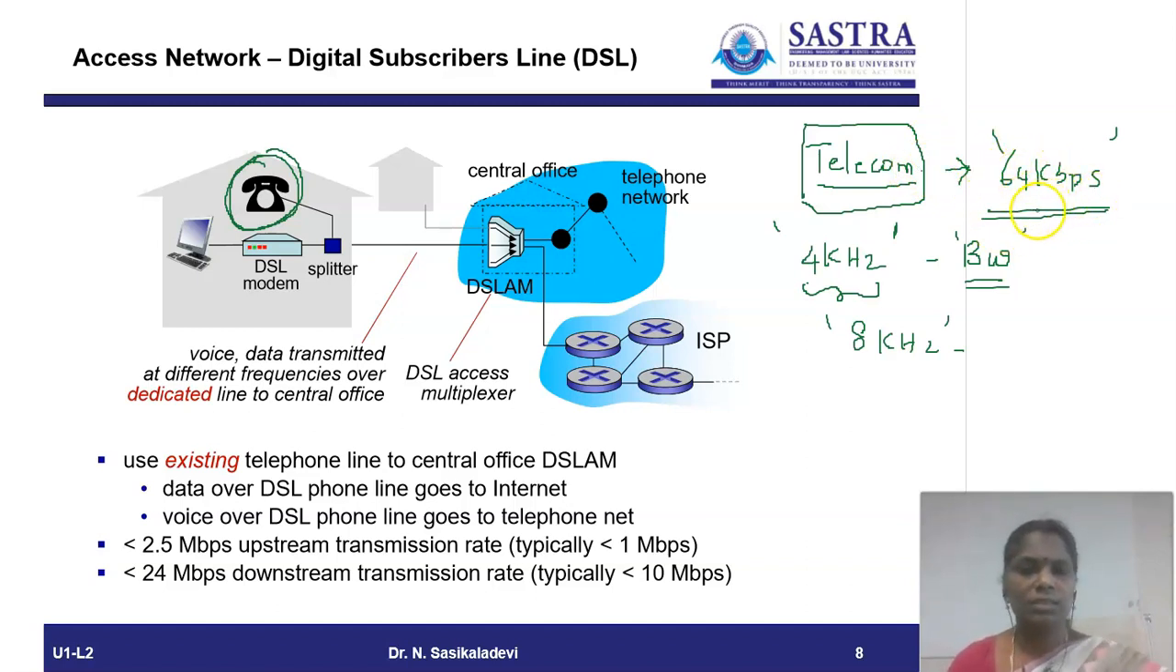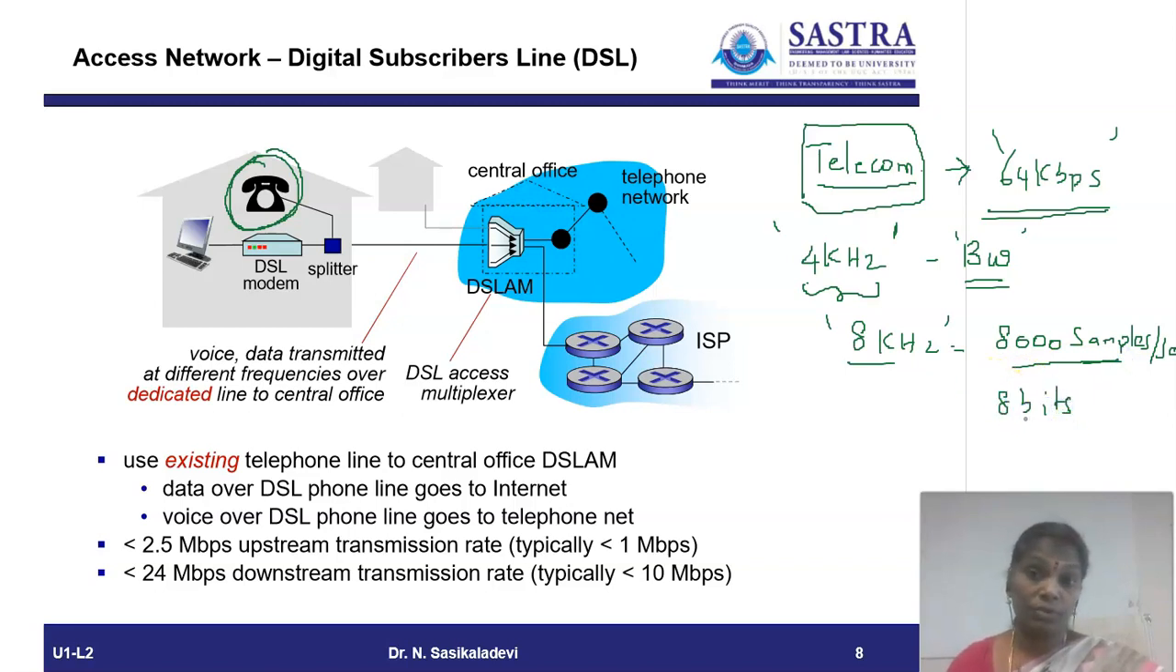As a computer network person, you should know why this 64 kilobits per second. So, 8 kilohertz frequency. When we use the ADC, analog to digital converter, we have to take samples. How many samples? 8K samples, that is 8,000 samples to be taken in every second. Normally the sample size for normal audio communication can be 8 bits. One sample can be 8 bits.